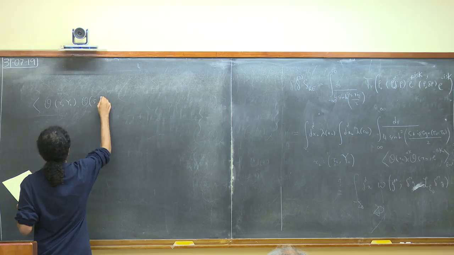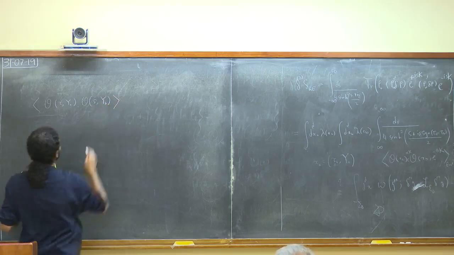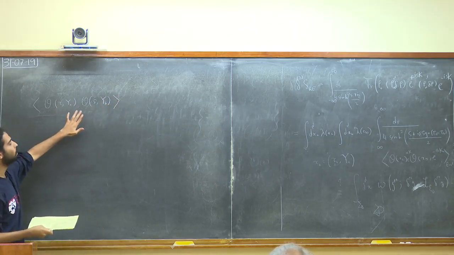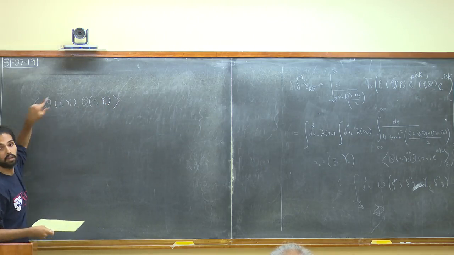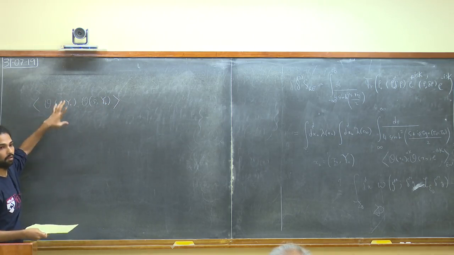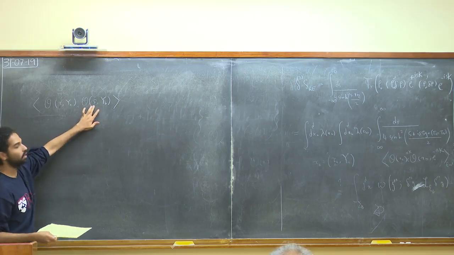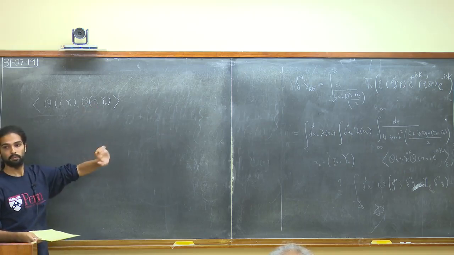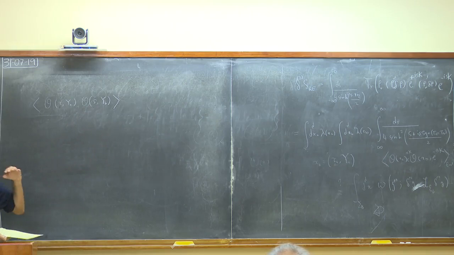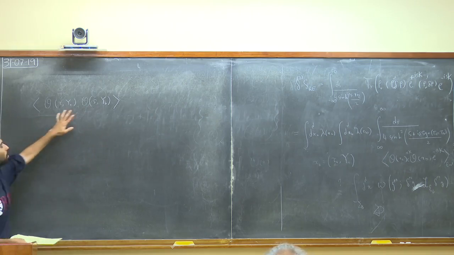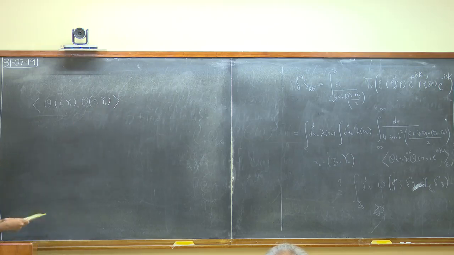The other piece of notation is that when I write tau, I always mean Euclidean time, and when I write s, I always mean real time. That's something you will have to keep in mind, because I don't want to keep writing i's all over again.